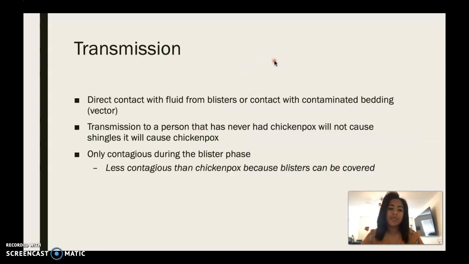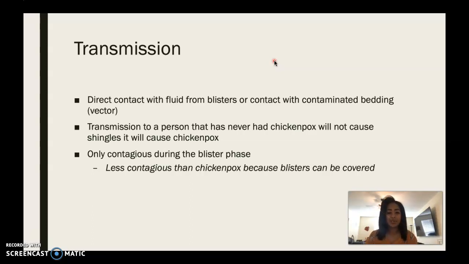The shingles can be transferred through direct contact with the fluid from the blisters or through a vector such as bedding or clothing that the person was wearing. Shingles cannot cause shingles in a person that has never had chickenpox, because in order to contract shingles, you've already had chickenpox and have the virus dormant in your body, and then it reactivates.